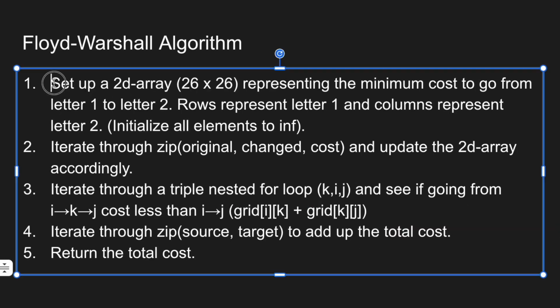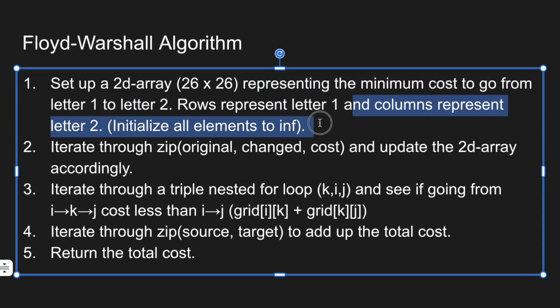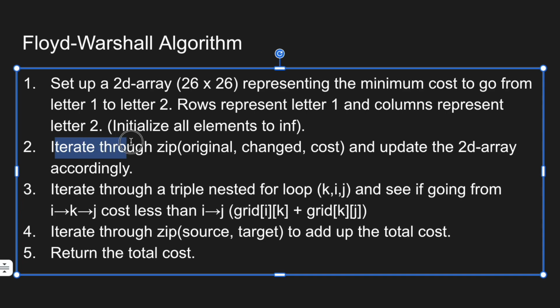So what we can do is set up that 2D array, and it will be 26 by 26 because there are 26 letters in the alphabet, and the array will represent the minimum cost to go from one letter to another letter. And like I said earlier, the rows will represent the first letter, and the columns will represent the letter that it converts to. And we want to initialize all elements to infinity, and after initializing that array, we will iterate through a zip array of original, changed, and cost, which are all input arrays that are given. And as we iterate, we will update accordingly based on how much it costs to change from original to changed.